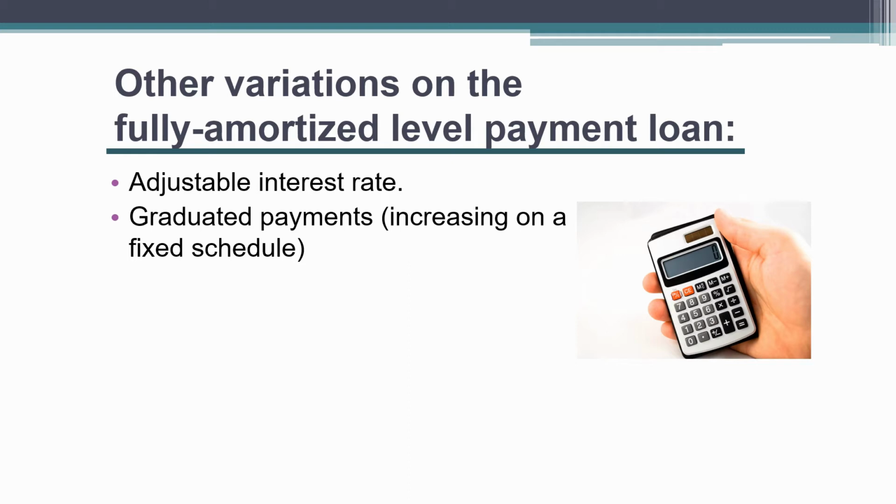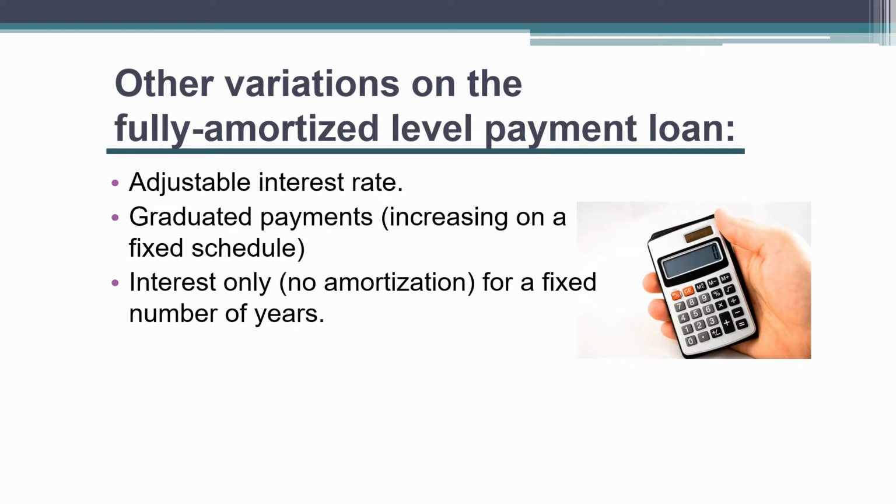Another possibility is a graduated payment schedule. This is a loan in which the payments increase not based on interest rate, but on a fixed schedule for the first 5 years or the first 10 years of the loan. There might be only interest and no amortization for a fixed number of years. For example, the first 5 years might be interest only. In this type of loan, the balance will simply not decline during that period of time.